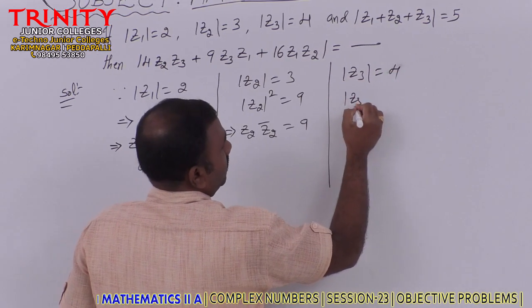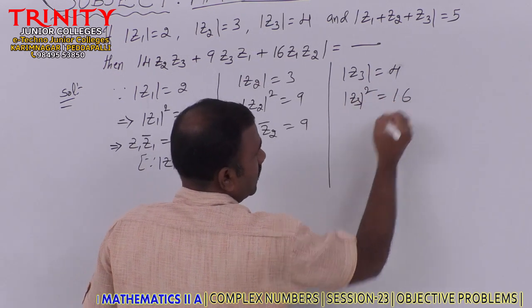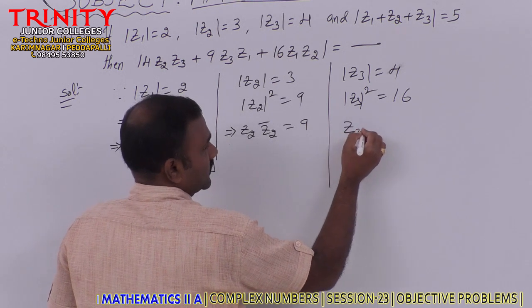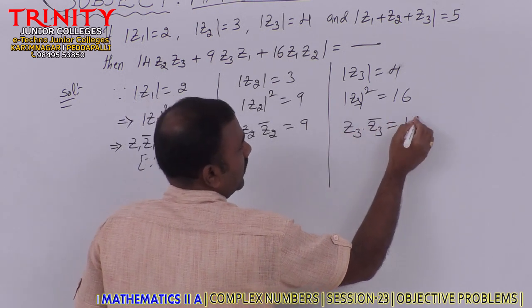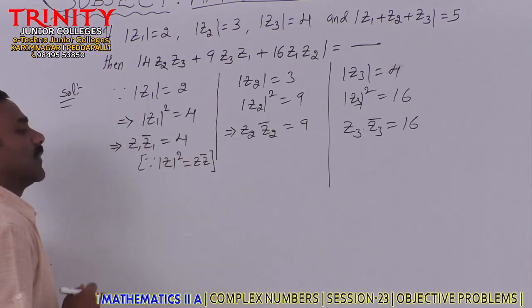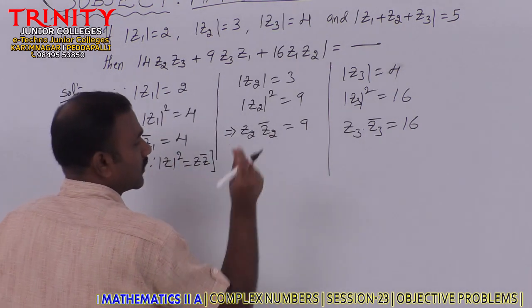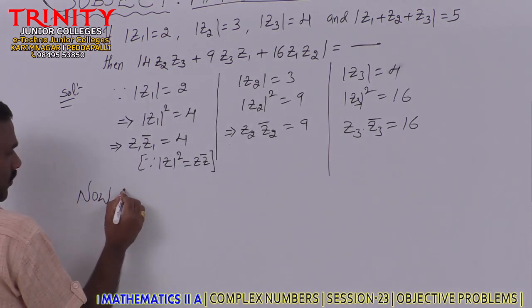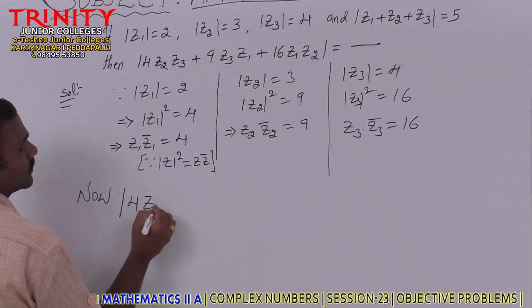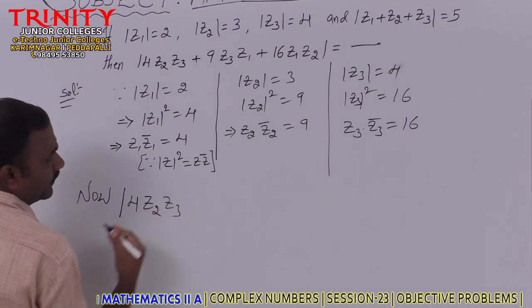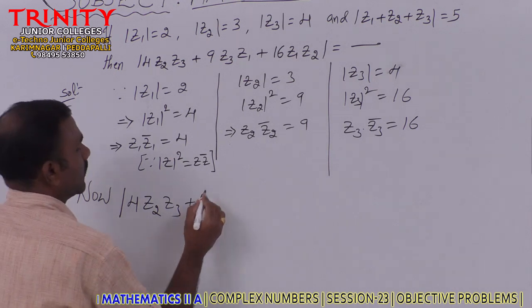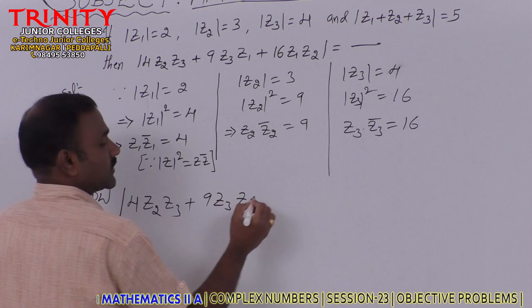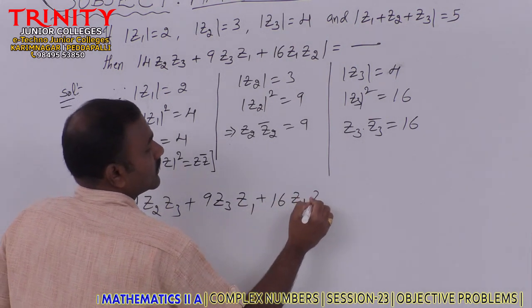By squaring, mod z3 square is equal to 16. This z3 square we can write as z3 into z3 bar, and the value is 16. Now comes to the problem: mod of 4 z2 z3 plus 9 z3 z1 plus 16 z1 z2.